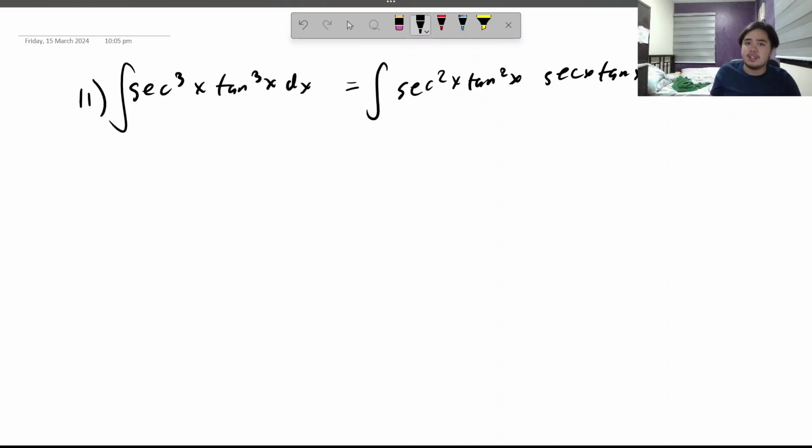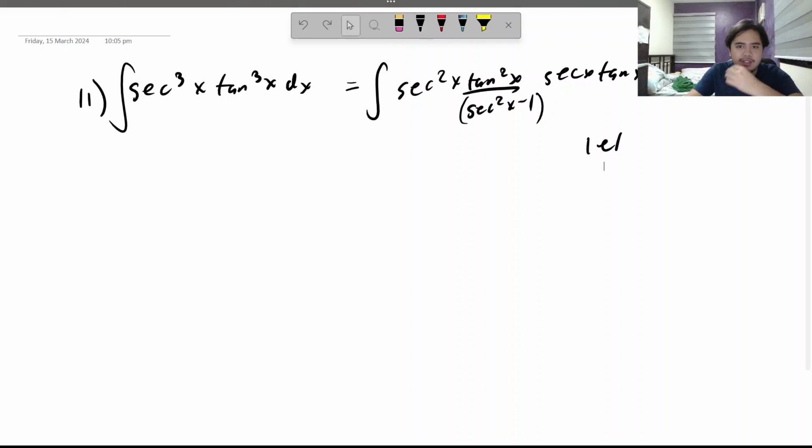What if secant x equals u? We have tangent squared here, but we can transform that into secant squared x minus 1. So, here. Can you see that? Sorry, I covered the question with my big head. Anyway, secant x tangent x dx. A bit cramped, but that will have to do.